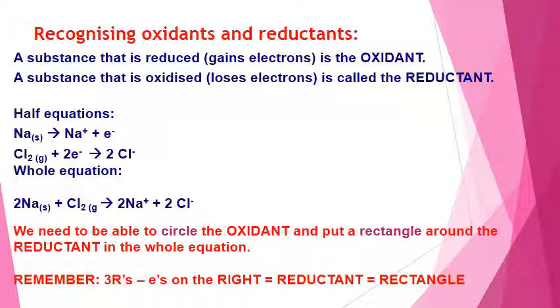Okay, so a simple rule for this is, remember the 3 R's. Electrons are on the right, it equals a reductant, so you put a rectangle around it. So in the example of the sodium and chlorine reaction, the reductant would be the sodium and the chlorine gas would be the oxidant. And halogens are very well known oxidizing agents.